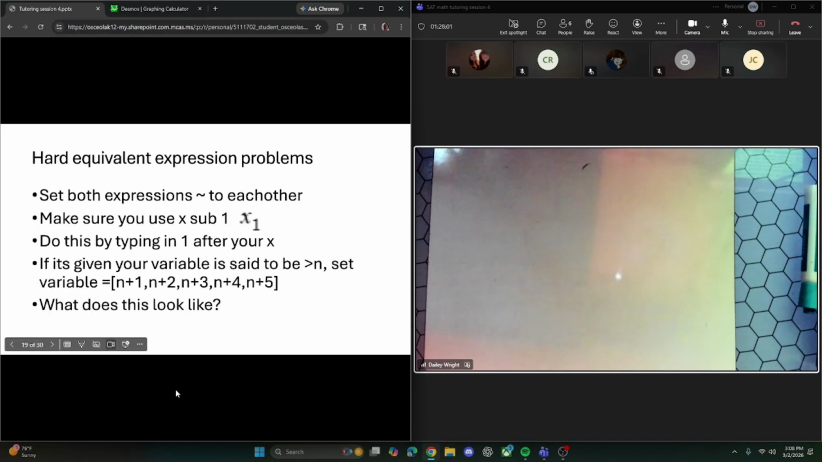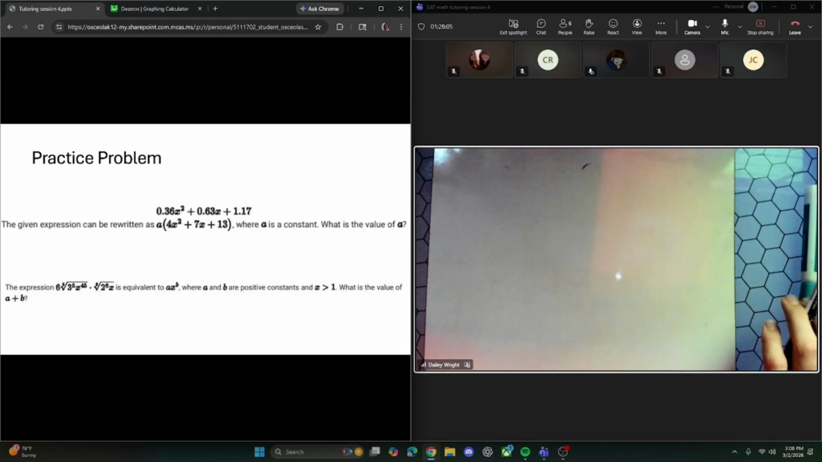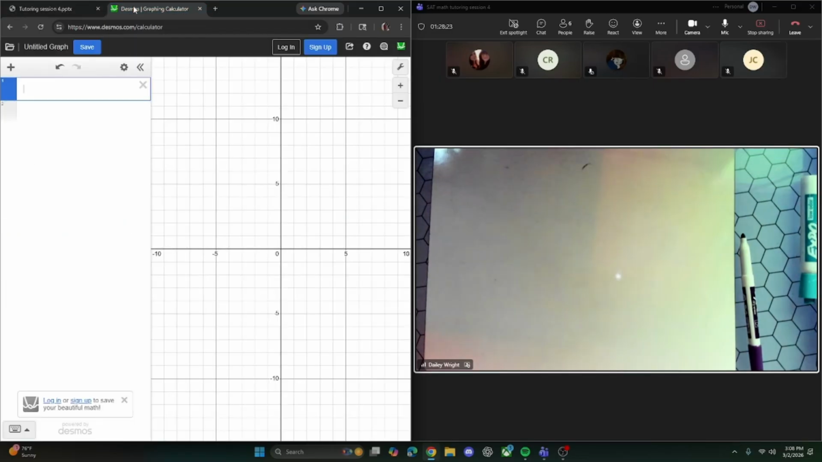And then let's go ahead and see what all this looks like combined together. The given expression can be rewritten as a times 4x squared plus 7x plus 3, where a is a constant. What is the value of a? So if this expression can be rewritten as this expression, then they're equal to each other. So we're going to use that squiggly line and make sure to set them equal to each other.